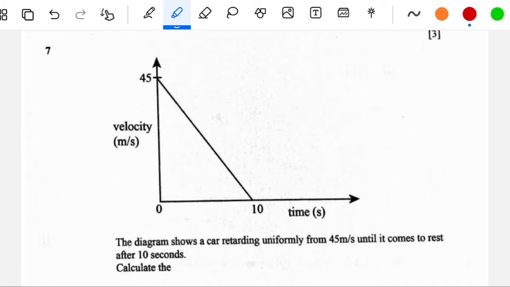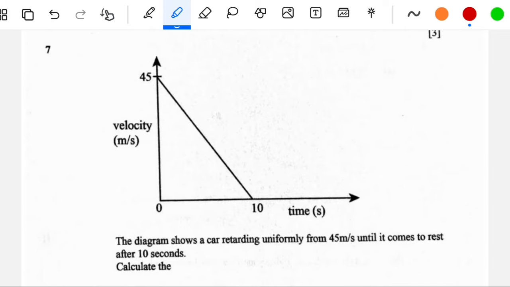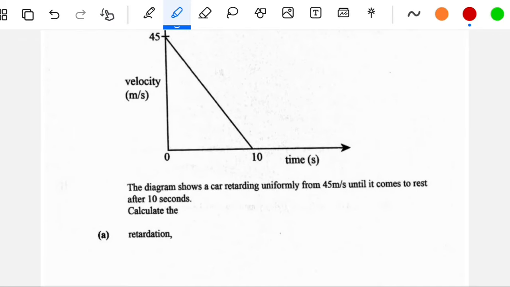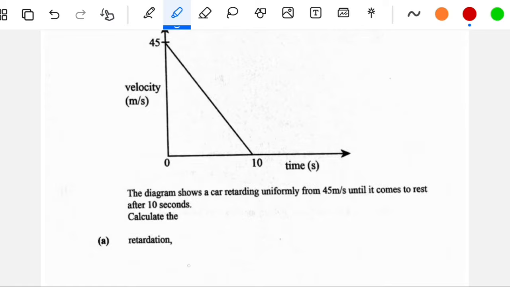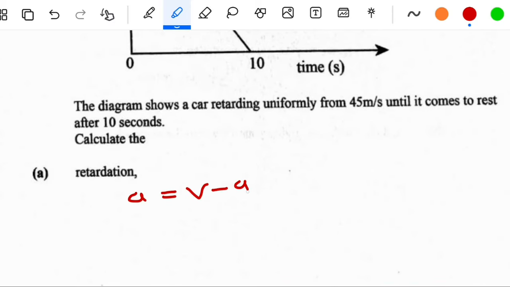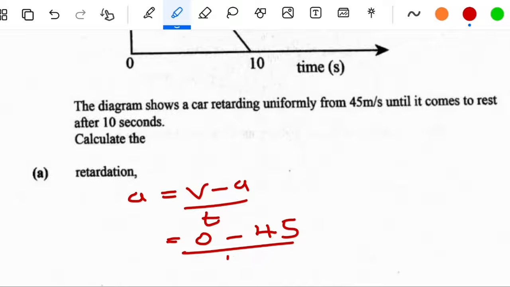Number 7 says the diagram shows a car retarding uniformly from 45 meters per second until it comes to rest after 10 seconds. Calculate the retardation. So retardation is the same as deceleration. So we find that one by saying a equals, let me zoom in, a equals v minus u over t, which equals our v is 0 minus our u, which is 45, and our time, which is 10.